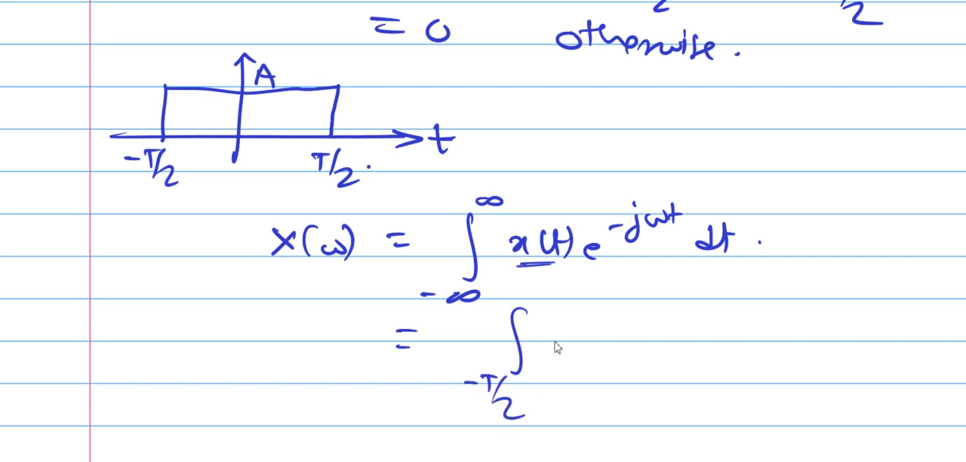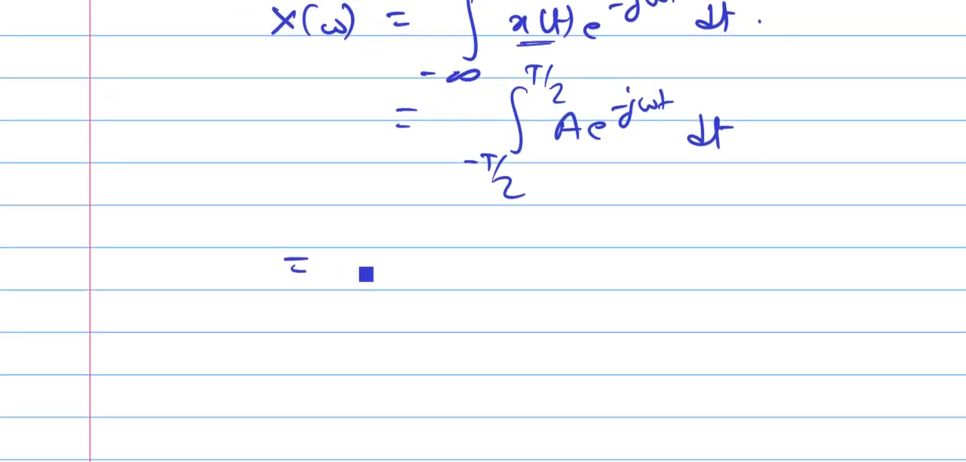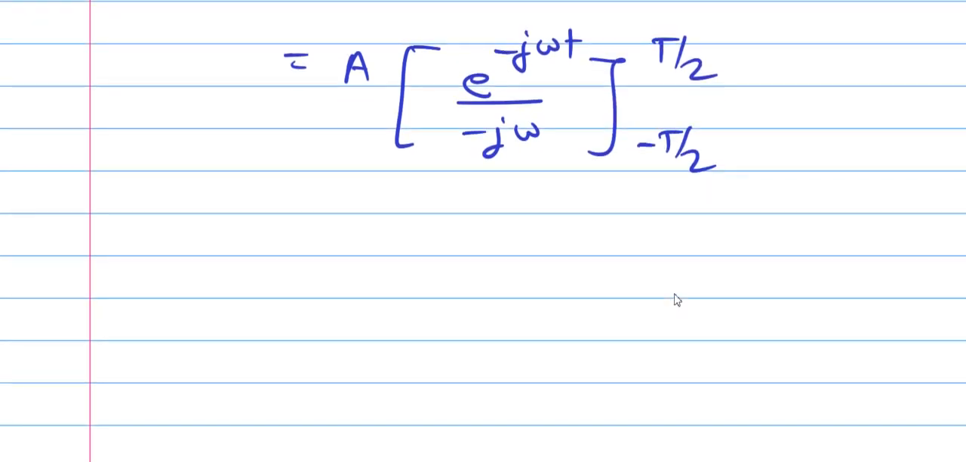So integration from minus T by 2 to plus T by 2 of A times e raised to power minus j omega t dt. What is the integration of e raised to minus j omega t? It is e raised to minus j omega t upon minus j omega. And the limits are minus T by 2 to plus T by 2. Substitute the upper limit, substitute the lower limit, subtract. So A times e raised to power minus j omega, in place of t, I will substitute T by 2.